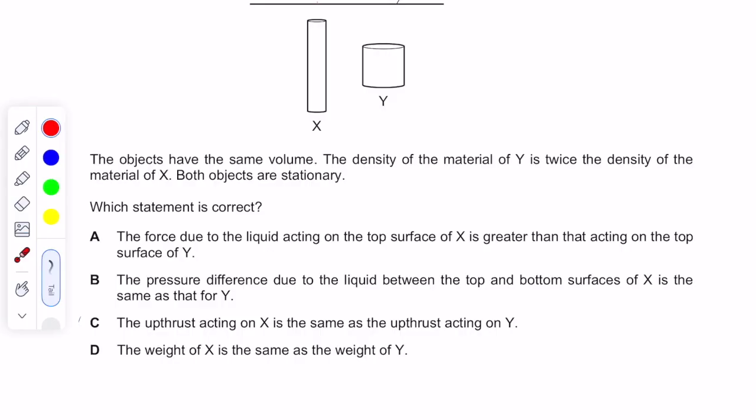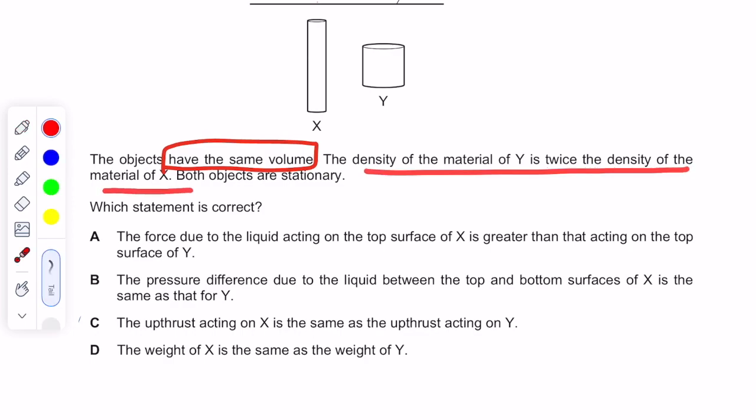Two solid cylindrical objects X and Y are held fully submerged in a liquid. The objects have the same volume. That's very important to highlight. And the density of the material Y is twice the density of the material X. Both objects are stationary. Which statement is correct?